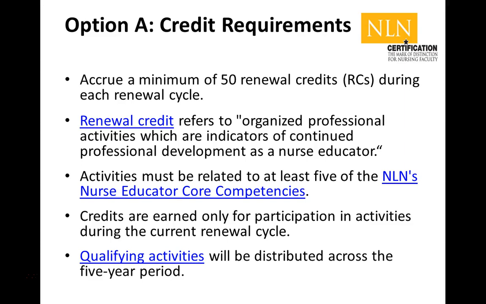You can select which competencies you want to use, but you can only use those activities which occurred in the current 5-year renewal cycle, and they must range across all the 5 years, not just the last 1 to 2 years. Some strategies to help you identify activities you engaged in include reviewing your annual evaluation, looking at your CV, examining your committee work and volunteer work, and even reviewing your continuing education activities.